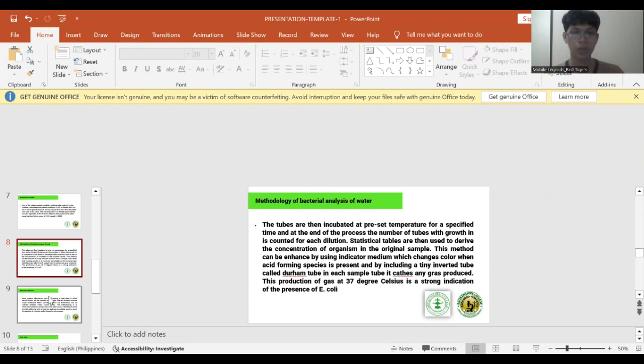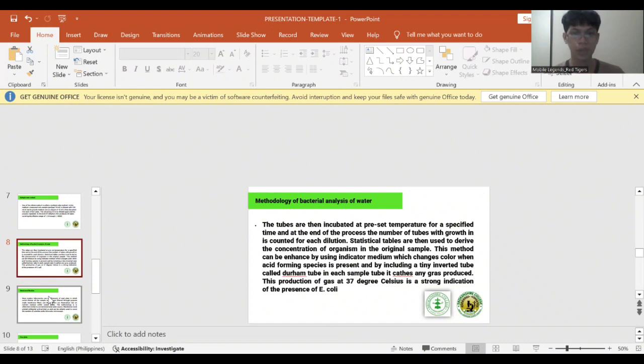The tubes are then incubated at a preset temperature for a specified time, and at the end of the process, the number of tubes with growth is counted for each dilution. Statistical tables are then used to derive the concentration of organisms in the original sample.